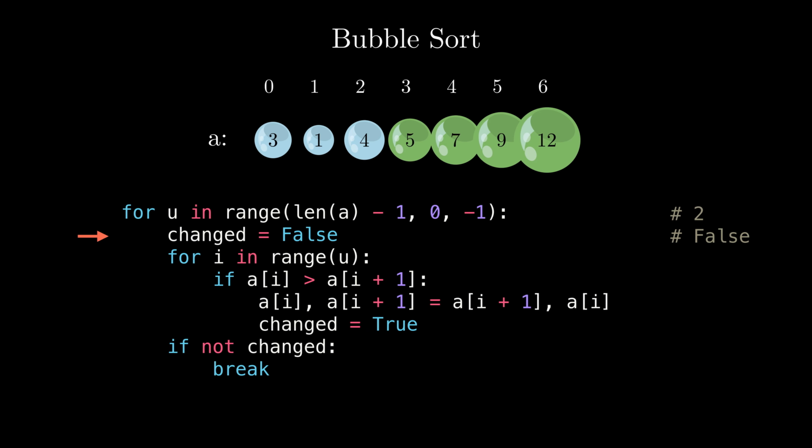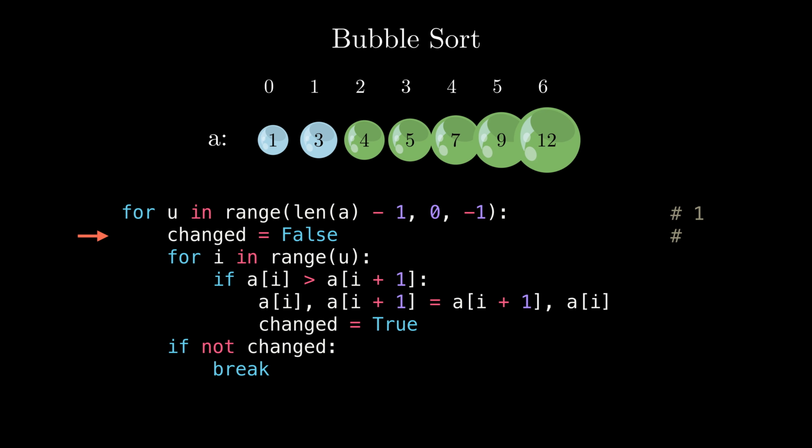We will reset the value of changed and we'll enter the inner loop again. We will compare the values at indices 0 and 1, and as 3 is greater than 1, we will enter the if block and swap the values while also setting the value of changed to true. After that, we will compare 3 and 4, and as they are ordered correctly, we won't do anything. We will then check if the array was changed, and as it was changed, we won't stop the loop. We will move forward and decrease the value of the upper bound again.